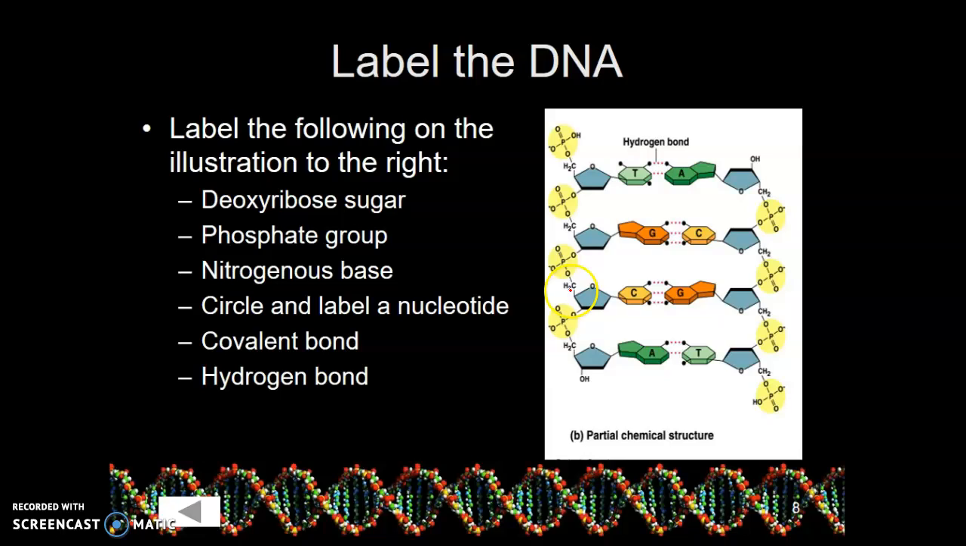Covalent bonds are going to be any of these solid lines. So right here is a covalent bond, right here is a covalent bond. Here's a good example because it shows you the connection between this nucleotide and this nucleotide, connecting between the phosphate and the sugar. And then hydrogen bonds are these dotted lines in the middle, connecting the bases and therefore connecting the 2 strands to each other.